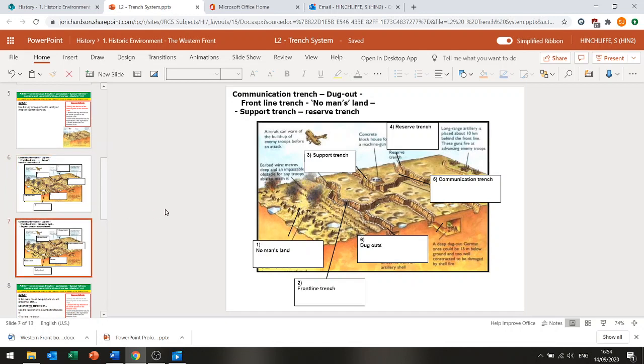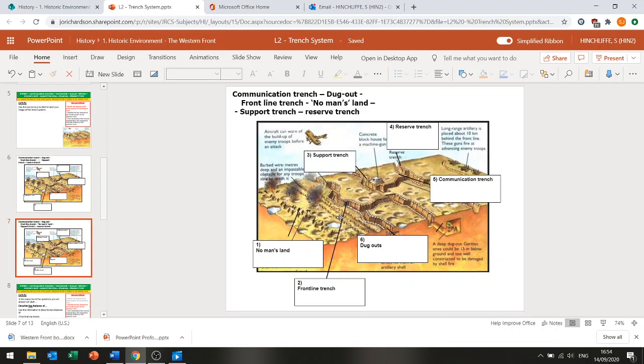Okay, so these are the correct answers. So obviously we know no man's land here. Number 2 is the first line of trenches. This is what's called the front line trench. This is your first line of defense when the enemy attacks you, but it's also your first line of attack if you're going to attack the enemy trench on the other side. So the front line trench is really significant.